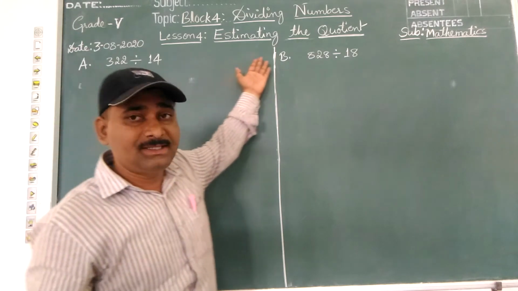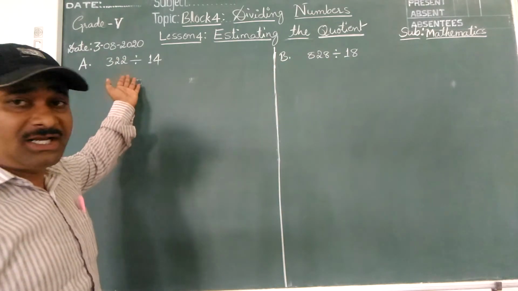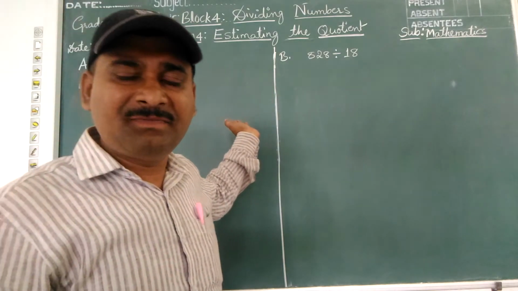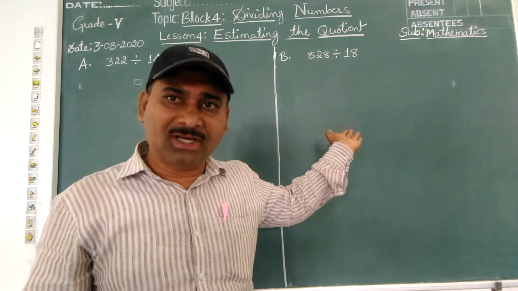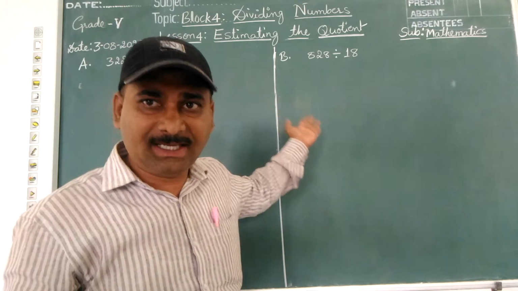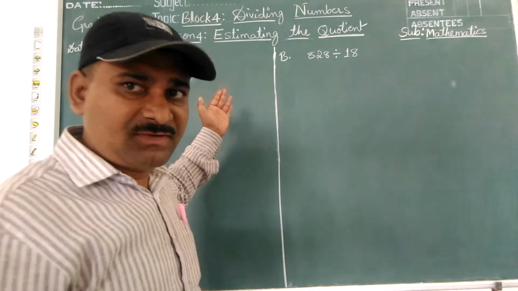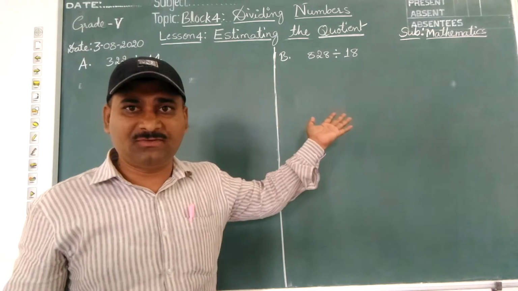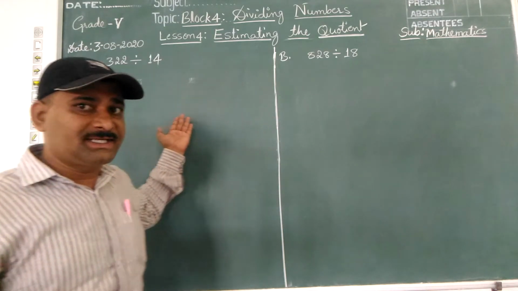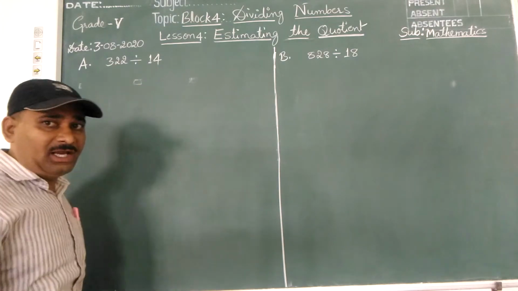Let us start estimating the quotient. To estimate the quotient, I have taken 2 examples here, children. The same types of examples you will find in the workbook, in the worksheet of the lesson, and in your practice questions of lesson 4. So concentrate. This example is 322 divided by 14.